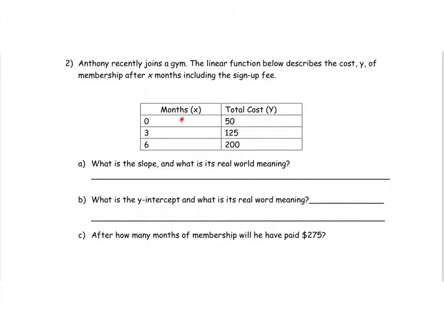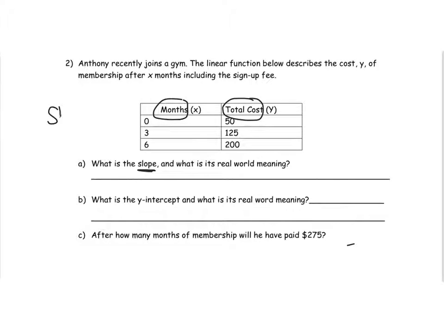For 0 months, it costs $50. For 3 months, it costs $125. And for 6 months, it costs $200. Okay? What is the slope? And what is its real world meaning? So when it says real world meaning, we have to relate months to total cost. But first, let's calculate the slope.